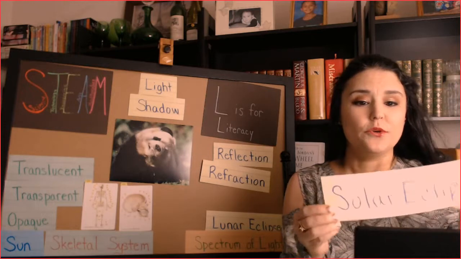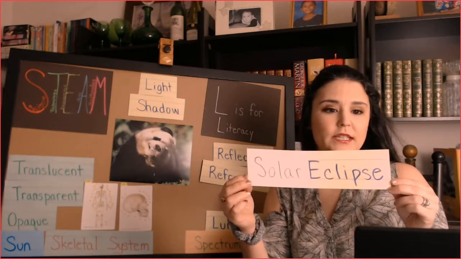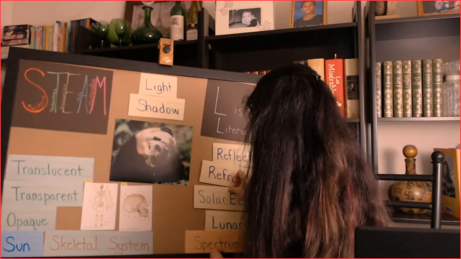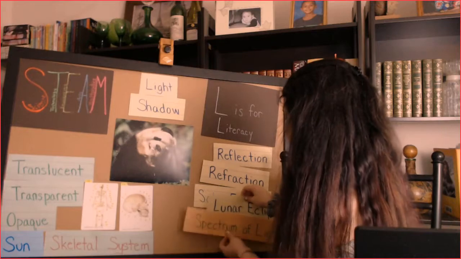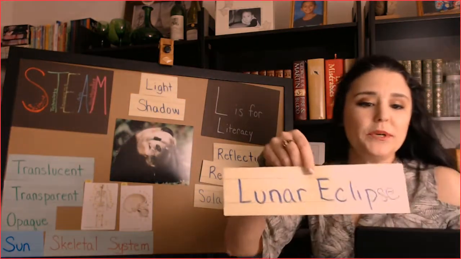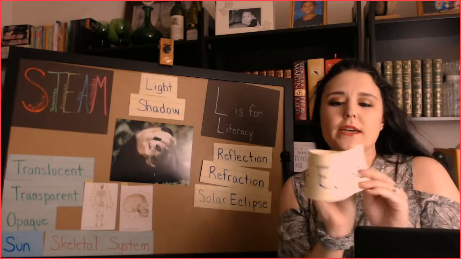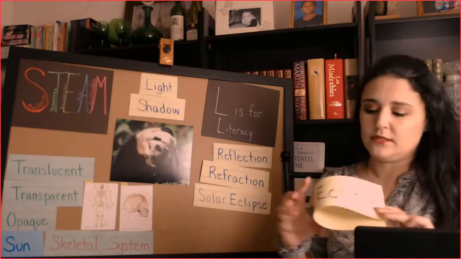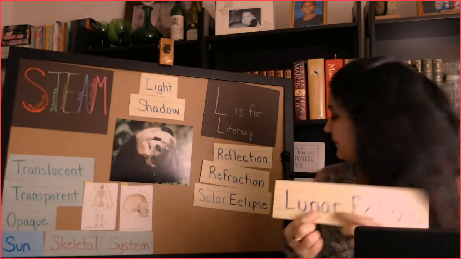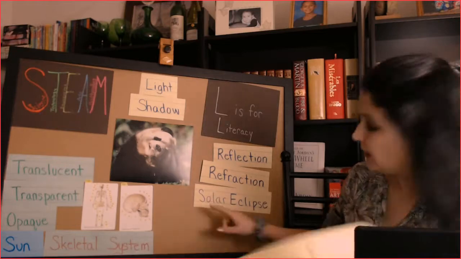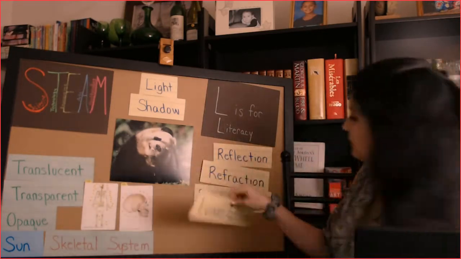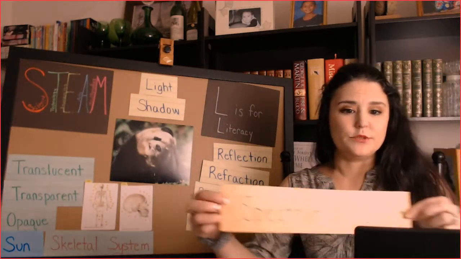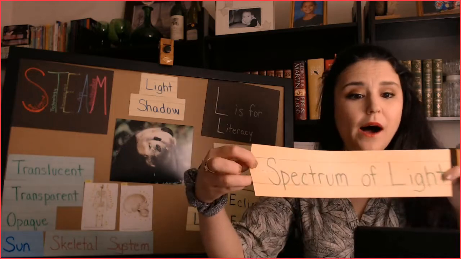And I'm going to show you what a solar eclipse looks like. And what a lunar eclipse looks like. Remember we talked about when you're reading words? So this is the word eclipse. And it's the same. Solar eclipse, lunar eclipse. A solar eclipse just means the sun. And a lunar eclipse just means the moon. And we are going to talk about the spectrum of light.